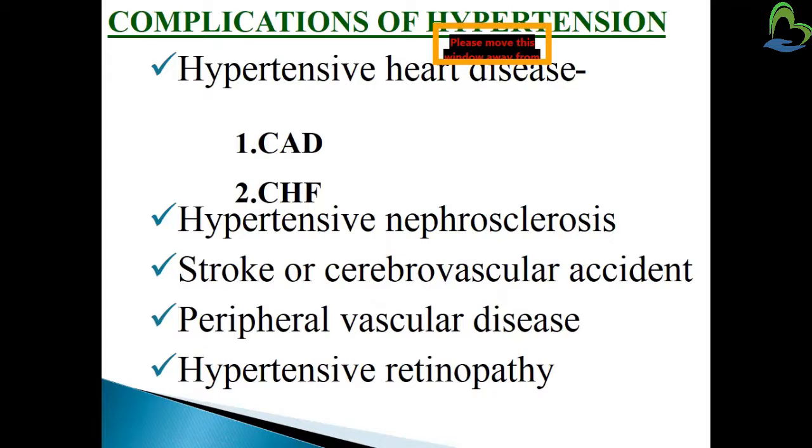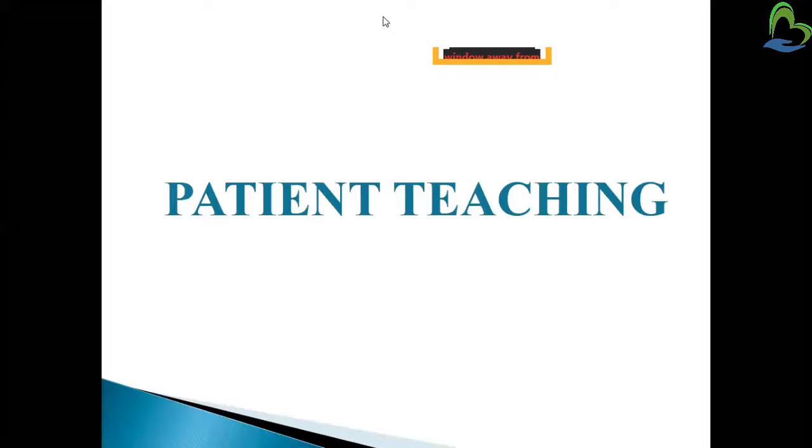Hypertensive heart disease, complications of hypertension: CAD, coronary arterial disease, congestive heart failure, hypertensive nephrosclerosis, stroke or cerebrovascular accidents, peripheral vascular diseases, and hypertensive retinopathy. These are the common complications of hypertension. So we have to control these problems. Okay, lastly, we'll look at patient teaching. What kind of patient teaching can we give?